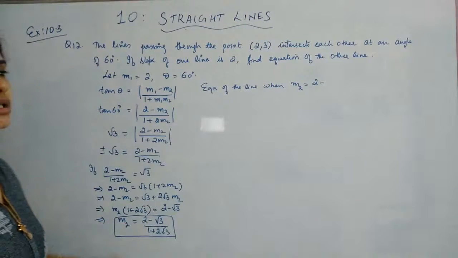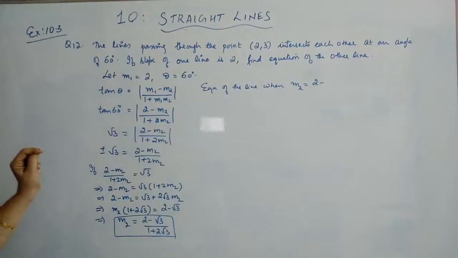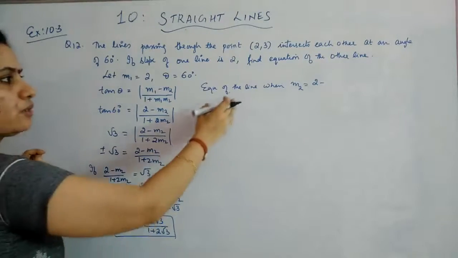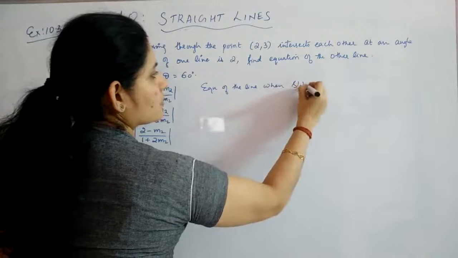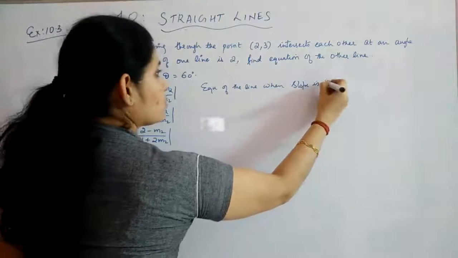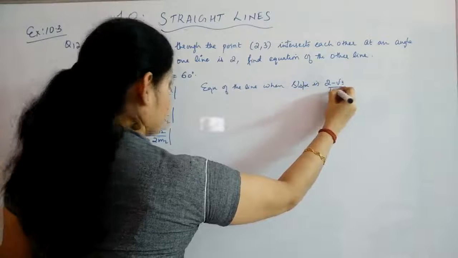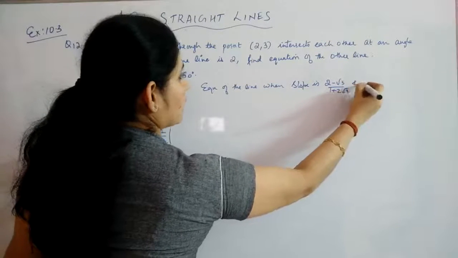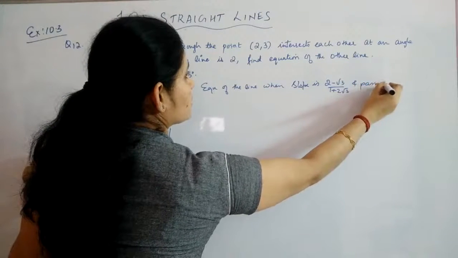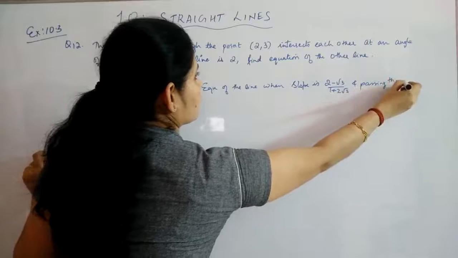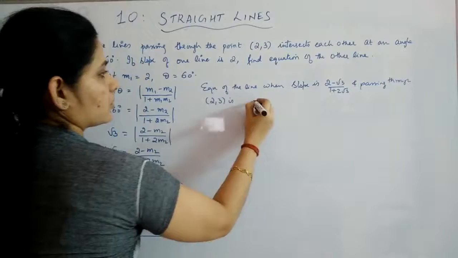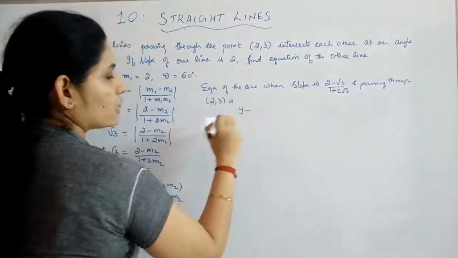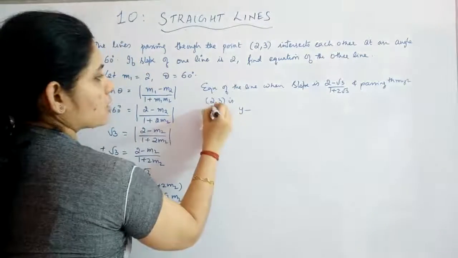So, you can use which form? Y minus y naught equal to m into x minus x naught, point slope form, to get the equation of the line. Okay, when slope is 2 minus root 3 by 1 plus 2 root 3 and passing through the point 2, 3, you will have y minus, what is y naught here? This is x naught, this is y naught.